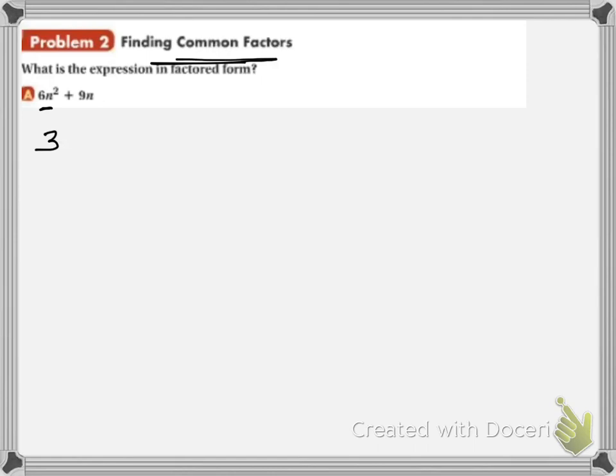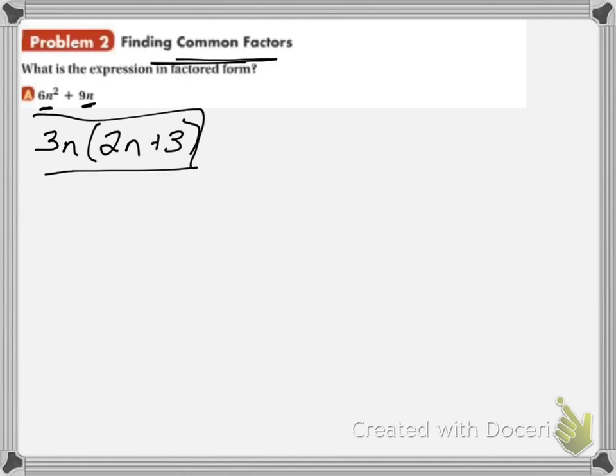And then we look at the variable, n squared and n. What's the smallest n? Well, pull the n out. So 3n. Now you're dividing. So 6n squared divided by 3n is 2n. 9n divided by 3n is 3. Now if I could keep going, I would, but I don't have to.